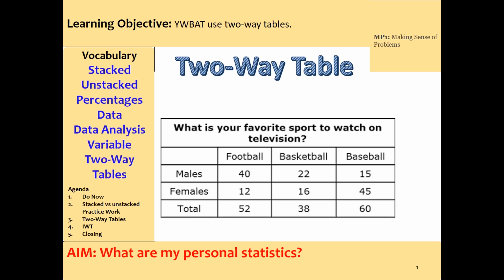And if we wanted to look at all the males, what we would do is add up going across, right? So we would take 40 plus 22 plus 15 to get all the males that watch sports. And same thing with the females. We would go across the row to add that up.